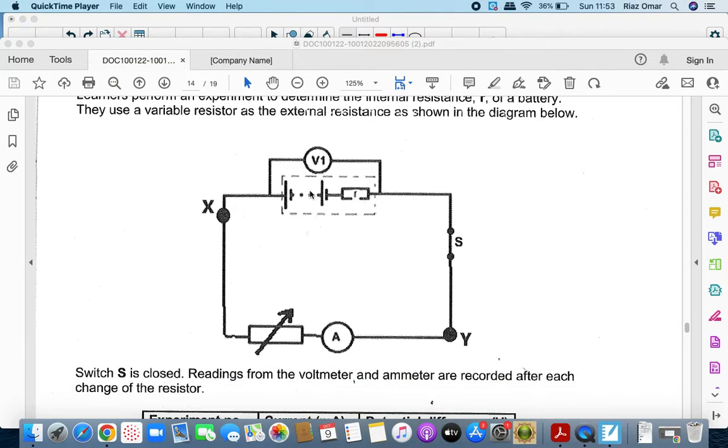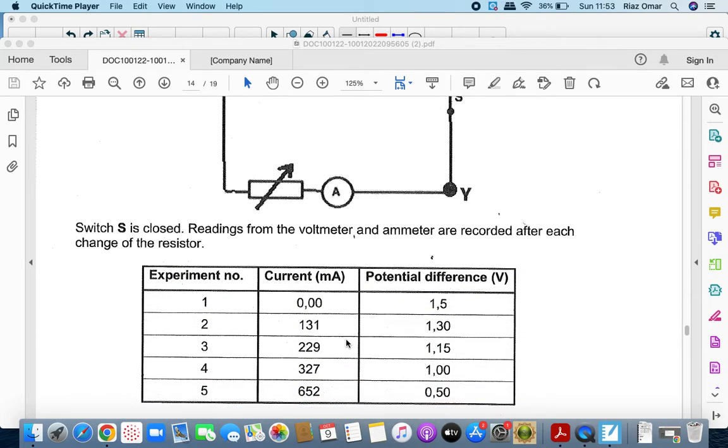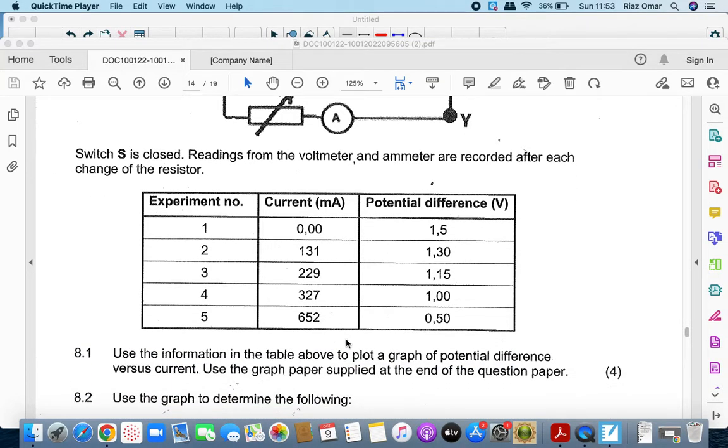There's an internal resistance, there's a voltmeter, there's a variable resistor, there's an ammeter. Switch S is closed. Readings from the voltmeter and ammeter are recorded after each change of the resistor. Use the information on the table provided to plot a graph of potential difference versus current. Use the graph paper supplied at the end of the question paper.